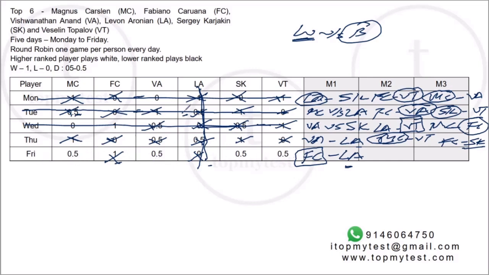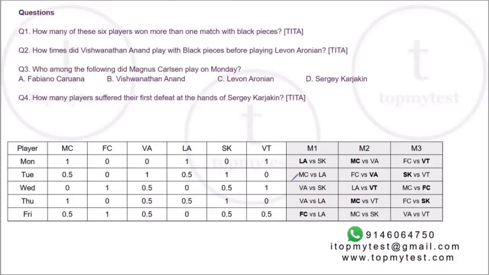MC cannot play VA because he's played him on Monday. He can play SK. He cannot play VT because he's played VT on Thursday. So MC will play SK. It's a draw. And VA will play VT, which is also a draw. So basically I have every single scenario. I have summarized this here. I've already answered one question. Let's go and answer the rest of the questions.